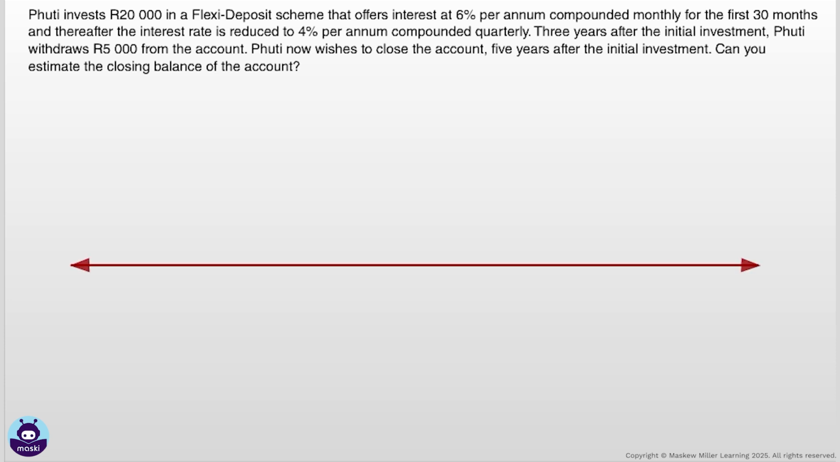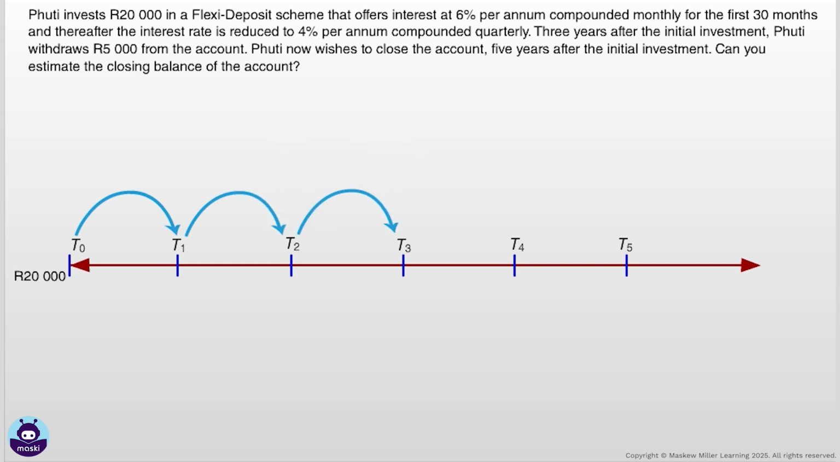Let us draw a timeline depicting these transactions. The period of investment is 5 years, so the timeline will start with T0 and end with T5. Now, let us show the amounts on the timeline. We know that the initial investment made was 20,000 Rand, so that amount is written below T0. 3 years after the initial investment, Purti withdraws 5,000 Rand. Let us look at our timeline. Initial investment was made at T0. Let us count 3 years from T0. 1, 2, 3. So, at T3, she withdraws 5,000 Rand. We denote the withdrawal using a negative sign.